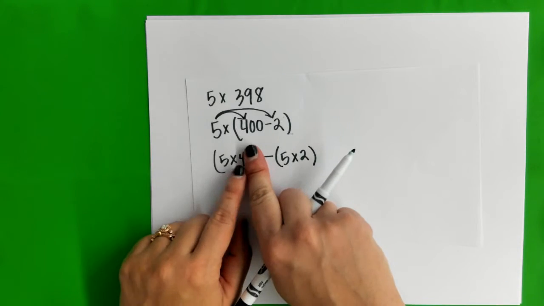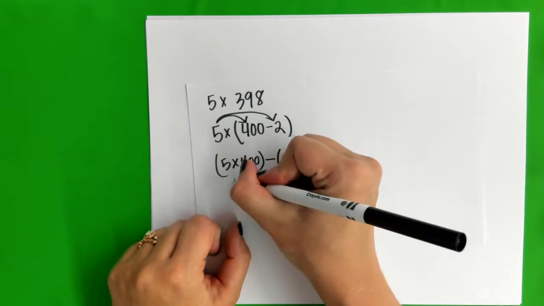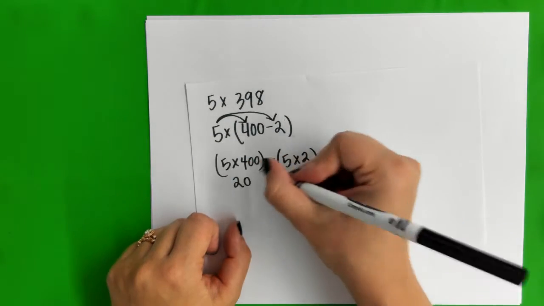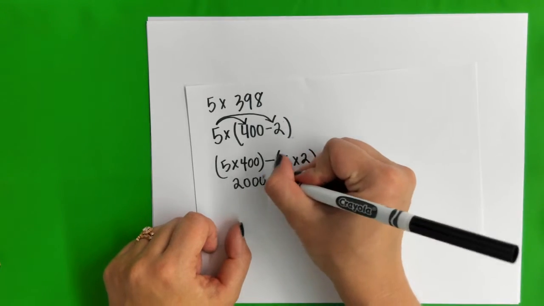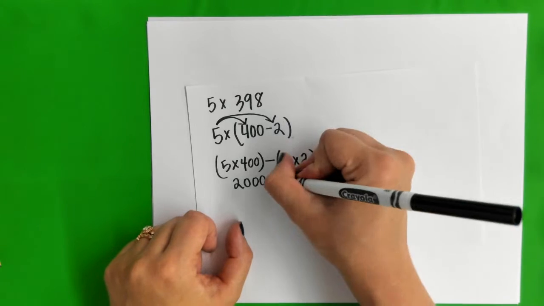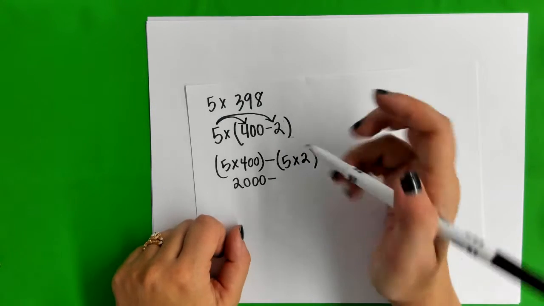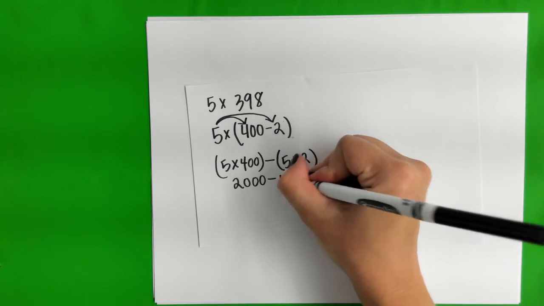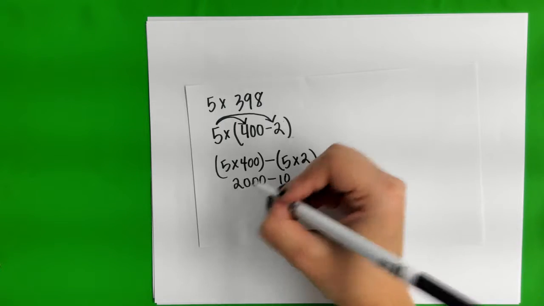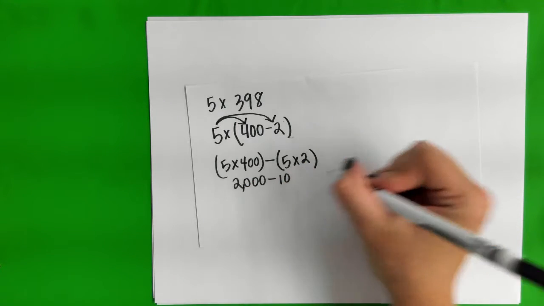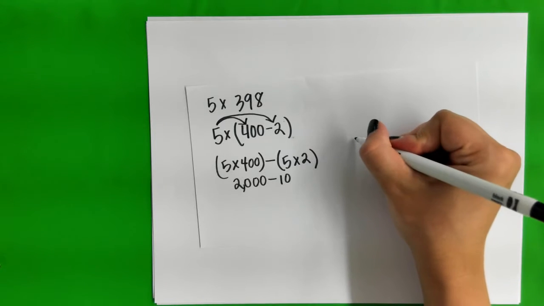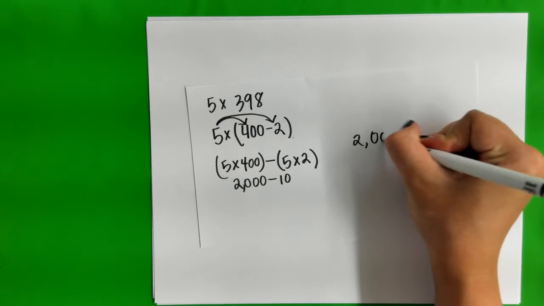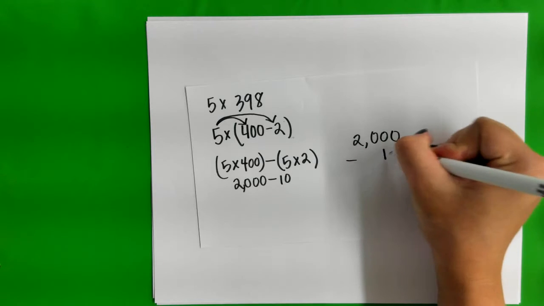I look at 5 times 4 and I get 20. I uncover 2 zeros, and so I add 2 zeros. Drop down my subtraction sign. 5 times 2 is 10. Now I have 2,000 minus 10, and if I don't know that off the top of my head, I can come over here to the side. 2,000 minus 10.